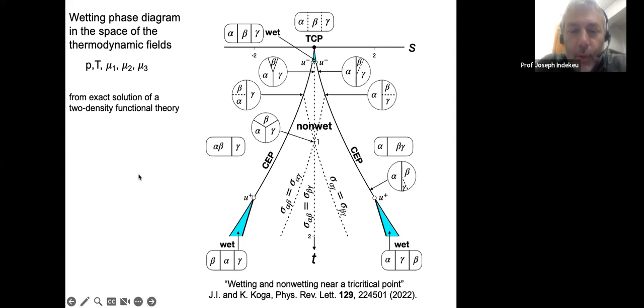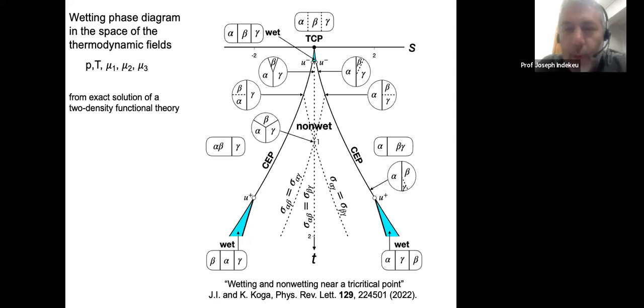And this is a work that was done in collaboration with Kenichiro Koga. And what we found is that in a generic model for three-phase coexistence and for tricriticality, there are important gaps in the phase diagram in which there is no wetting, not even when you come close to the critical endpoint lines. And I can explain this in this phase diagram, but that would take a lot of time because there are lots of things to say.